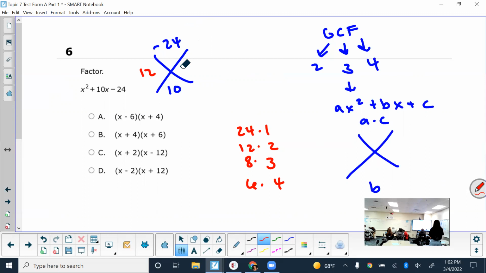Which one needs to be negative? Negative 2. Good. It looks like it could be 6 and 4, but there's no way to get a positive 10 when I add them. One of them would have to be negative, it just doesn't work. This works. So once you find the numbers that work, set them up as a product of 2 binomials. And the sign will depend on whatever sign it was in your diamond. So the correct answer is D.